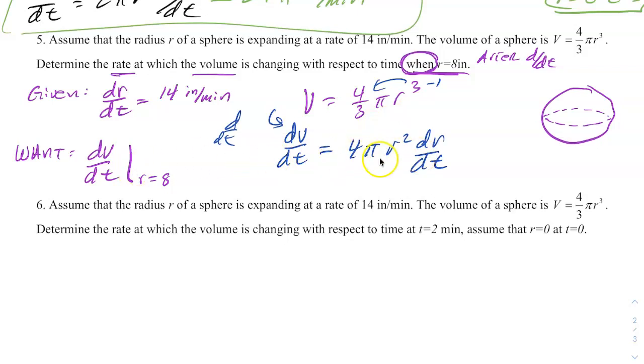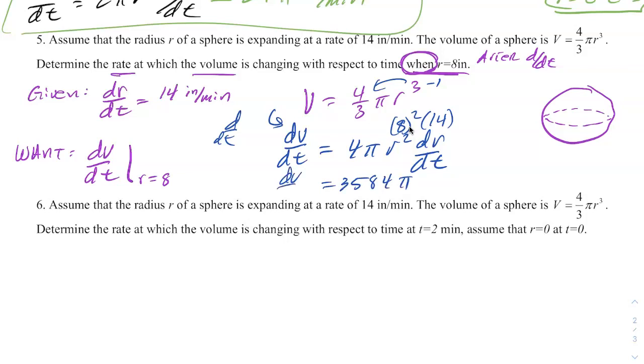Right, so we have that. And now we can plug in what we have. So what do we know? We know dr dt is 14. So this guy is 14. And now I can plug in my r, since after I took the derivative. So I want the r for specifically at 8. So 8 squared. So multiply all this together. 4 pi times 64 times 14. And you get 3,584 pi.